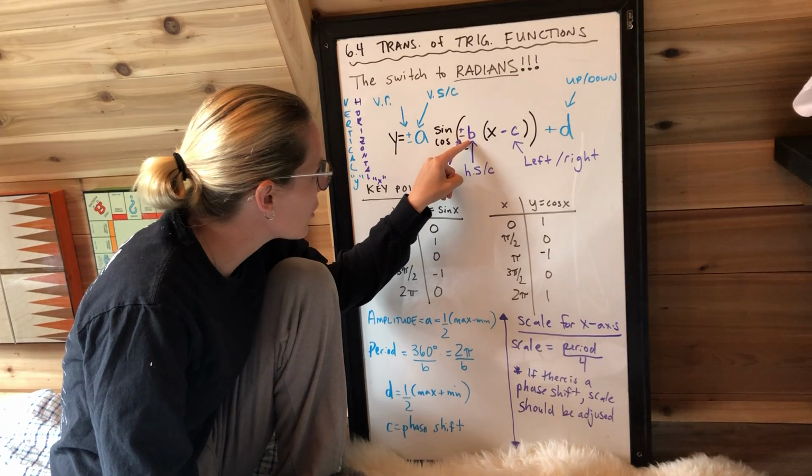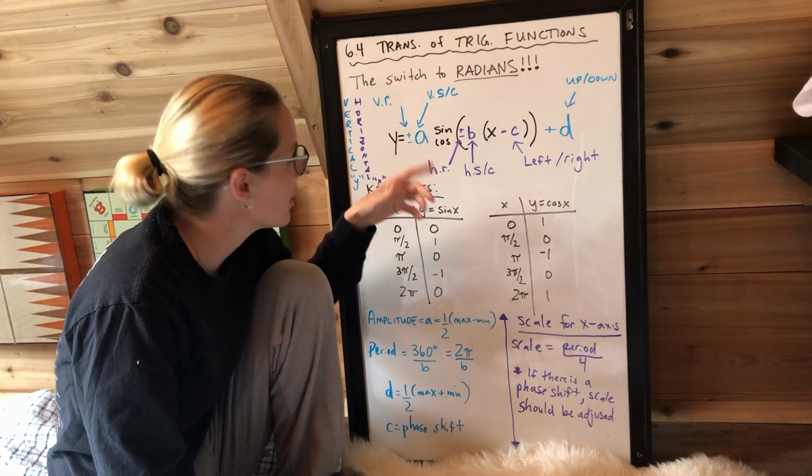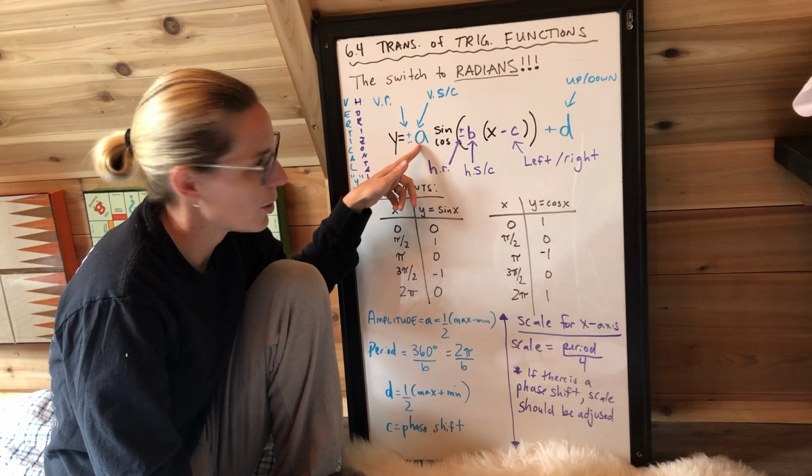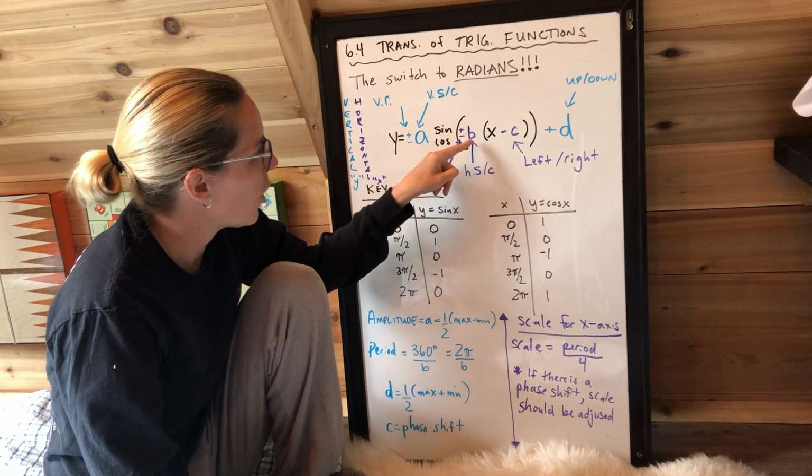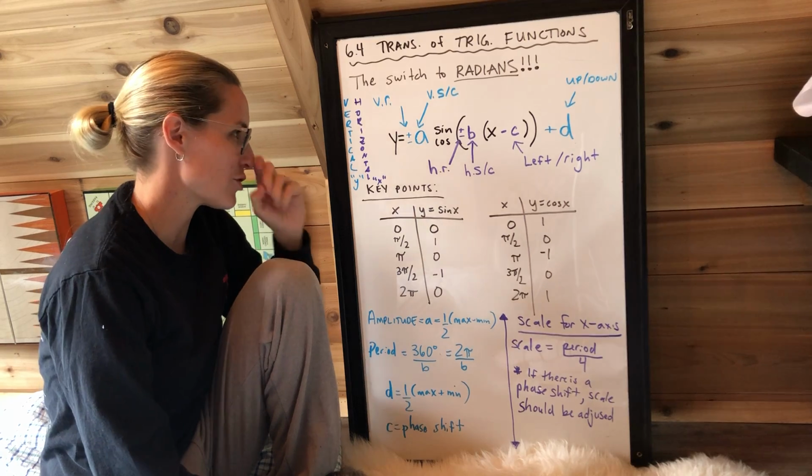Okay, so just be aware that this is opposite thinking to the vertical stretch and compression. Vertical stretch and compression, the larger the number, the more you're stretching. Opposite here, the smaller the number, the more you're stretching.